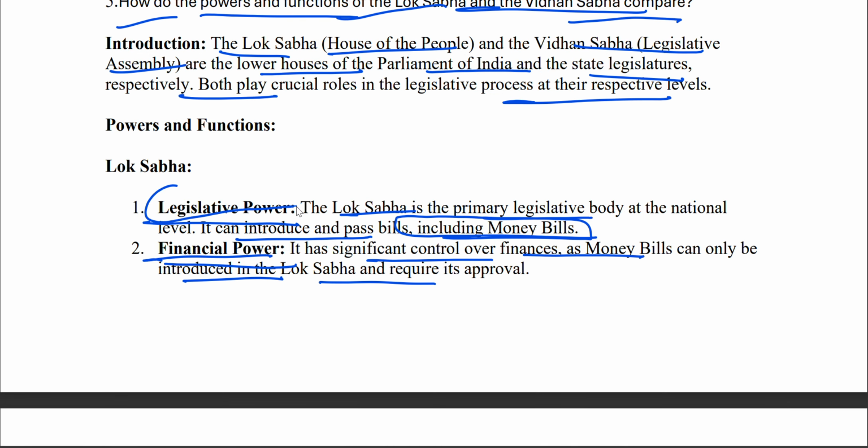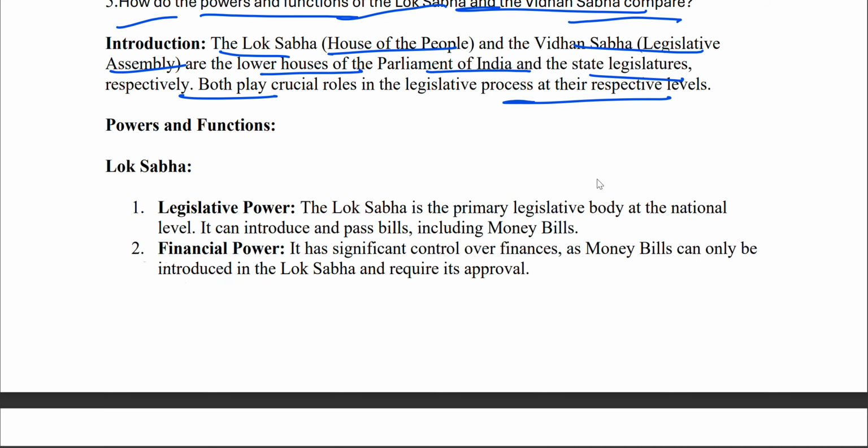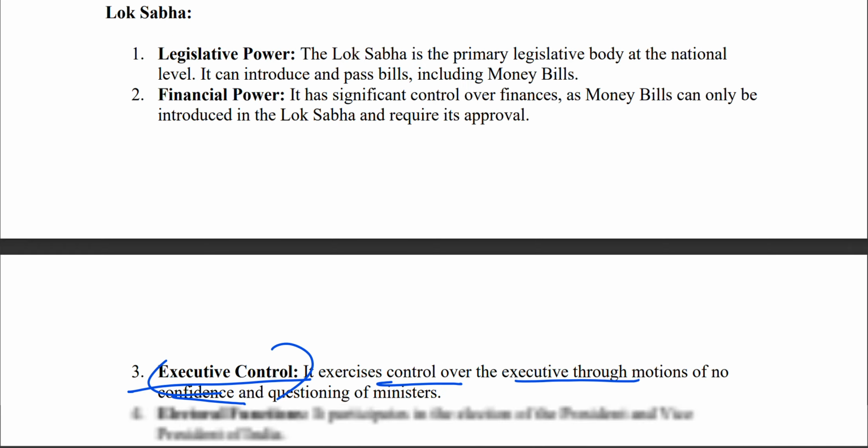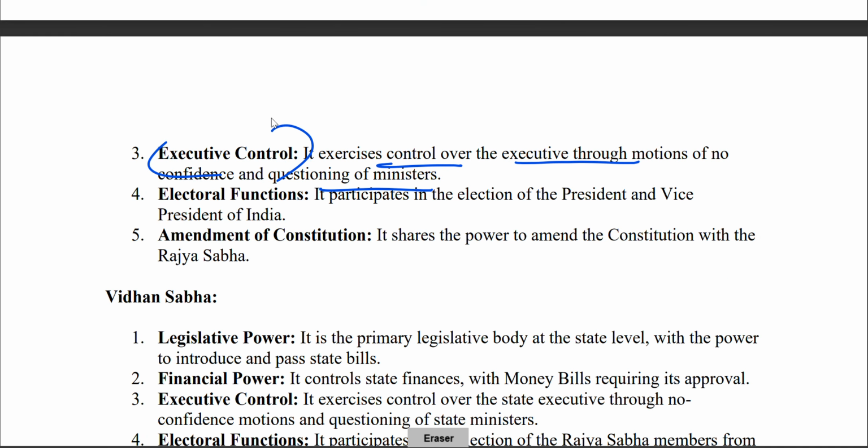The first is they are legislating, and then the second is they also have the financial powers, right? They legislate, they have financial powers, they have executive powers, they have electoral functions as well. Now, to think very broadly, they have electoral functions in the sense that they elect the president and vice president of India. Also, they have the amendment powers.